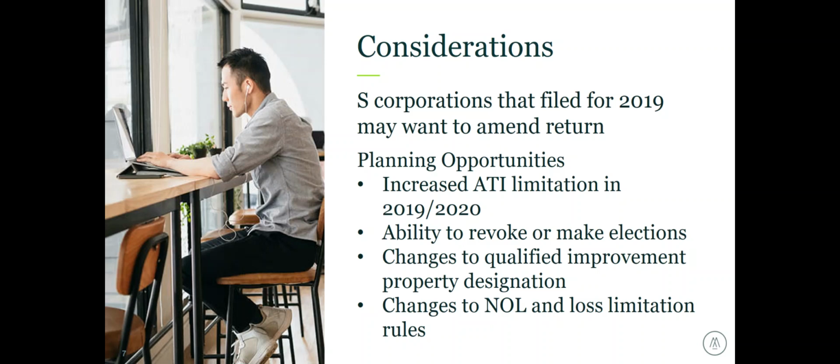Changes to the 163J rules should be coupled with other changes of the CARES Act to consider and model the most tax advantageous approach to tackling the interest expense limitation rules. Modeling the impact should include, but not be limited to, the increased adjusted taxable income limitation for 2019 and 2020, the ability to revoke previously irrevocable elections or make late elections for real property or farming businesses, the changes to qualified improvement property designations, which are now eligible for bonus depreciation, and the changes to the net operating loss limitations.